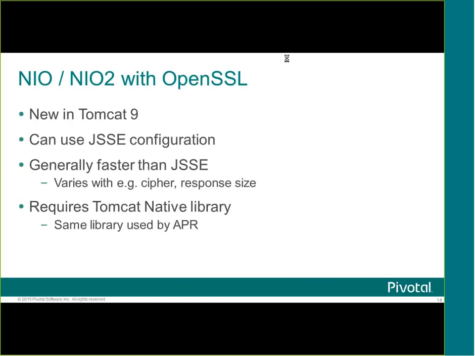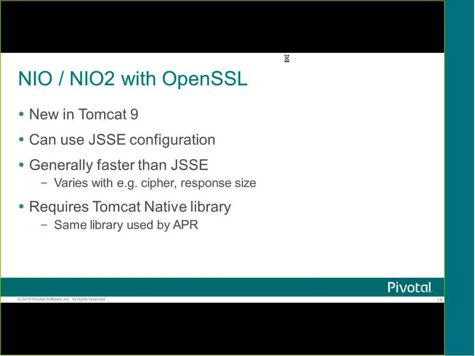Now generally this is faster than JSSE. The great thing is it can just use the JSSE configuration, so it's as simple as just dropping in the Tomcat native library, which as it happens is the same library that's used by the APR connector. Just drop that into Tomcat, it'll automatically switch over now as of the latest code, and it'll start using OpenSSL instead. I say generally faster, that generally tends to vary with a couple of things, and the two main things it varies with are the cipher and the response size.